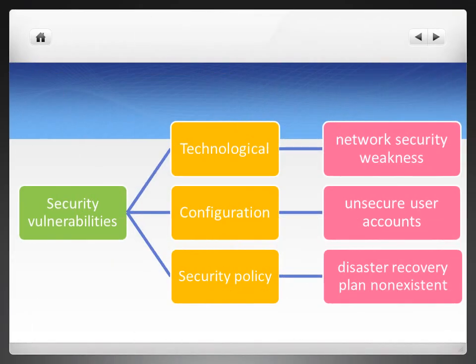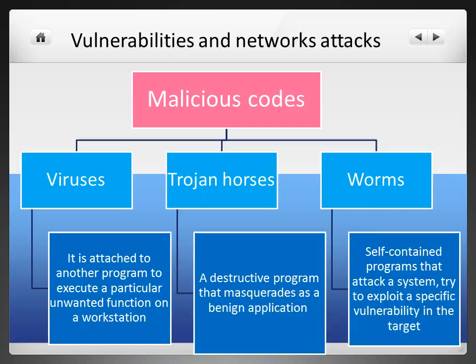There also could be security vulnerabilities that are divided into 3 types. Technological, that are network security weaknesses, like TCP/IP protocol weakness, operating system weakness, and network equipment weakness. Configuration, for example, unsecure user accounts or accounts with easily guessed passwords. And the third one is security policy, for example not having a disaster recovery plan.